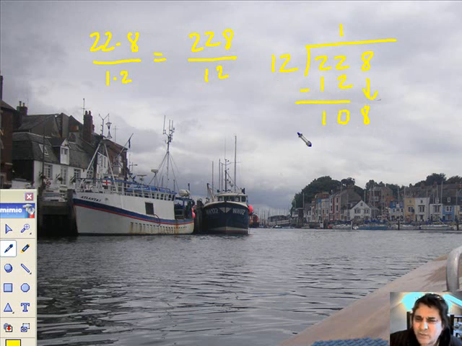What's that? 12 8s is 96. 12 9s, exactly: 9 times 10 is 90, 9 times 2 is 18, 90 plus 18, 108. When you subtract, got no remainder, so the answer is 19. So 22.8 divided by 1.2 is exactly 19, leaving us no remainder. I'm not doing question 3 or question 4, I will do question 5.